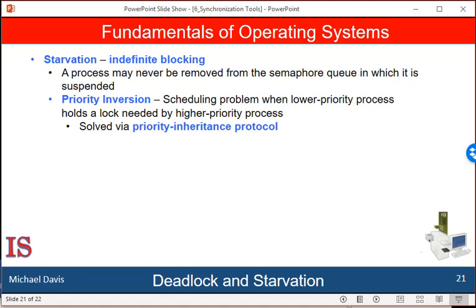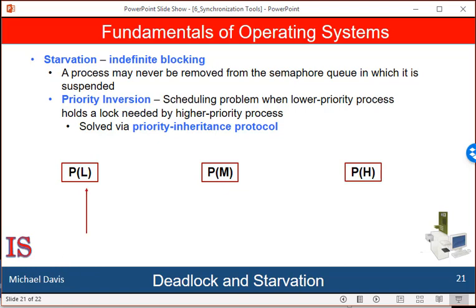As an example, assume we have three processes, L, M, and H, whose priorities follow the order low, medium, and high. Assume that process H requires a semaphore which is currently being accessed by process L. Ordinarily, process H would wait for L to finish using the semaphore. However, now suppose that process M becomes runnable and preempts process L.